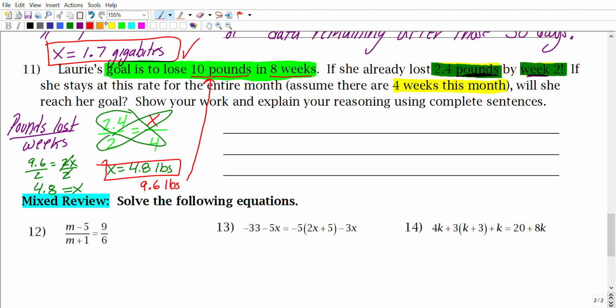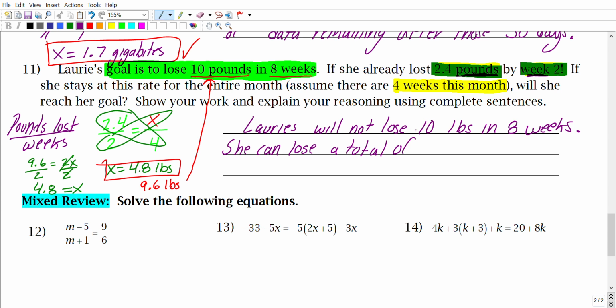Okay, so I'm going to go ahead and write in full sentences. Lori will not lose 10 pounds in 8 weeks. She can lose a total of only 9.6 pounds in 8 weeks. Okay, so she did not reach her goal. Very close, but she did not reach her goal.